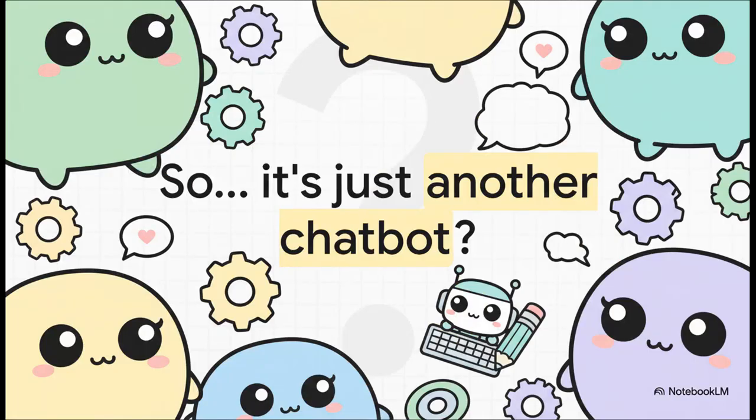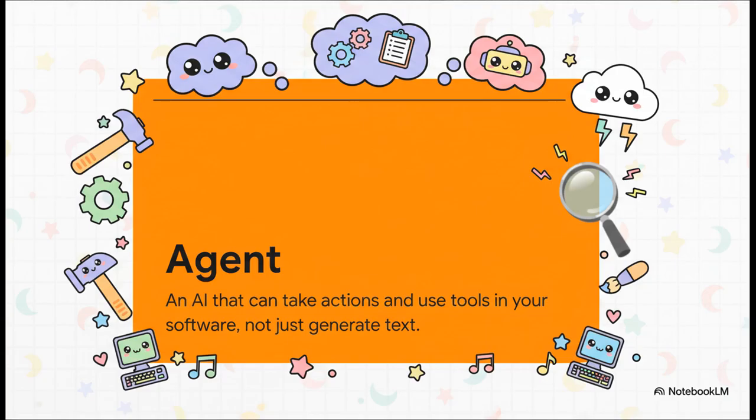So, at this point you might be thinking, okay, that's clever, but isn't this just a fancy chatbot plugged into GitLab? And that's a fair question, but the answer is what really makes this tool so different. You see, Jengo isn't a chatbot, it's an agent. And that distinction is absolutely critical. An agent doesn't just generate text for you. It can take real, actual actions and use other tools inside your software. It's a doer, not just a talker.